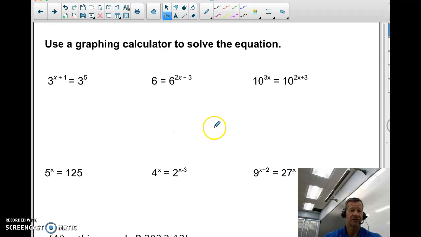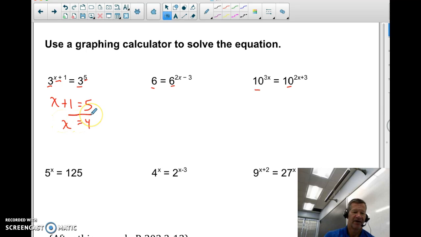So now let's go here. Use a graphing calculator to solve the equation. In example 1, I'm just going to do these first 3. Why? Because you notice in the first 3, both sides of the equal sign have the same base. These have both 3, both 6, and both 10. Well, what did we just learn about the property of equality of exponential equations? We learned that if the bases are the same, then the exponents must be equal. So if these bases are both 3, then x plus 1 must equal 5. If x plus 1 is equal to 5, if I subtract 1 from both sides, then x is equal to 4.